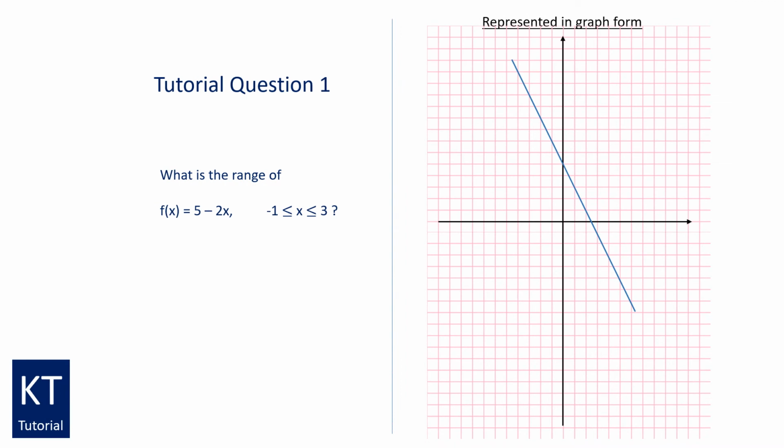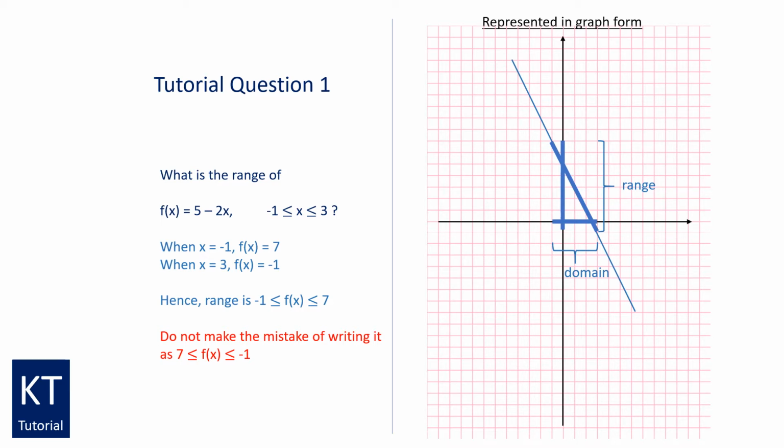Now on to tutorial question 1. What is the range of f(x) equals 5 minus 2x for a domain where x is larger than minus 1 but less than 3? You've got it right if you stated that f(x) is larger or the same as minus 1 and smaller or the same as 7. By all means, do not make the mistake of writing it the other way around.